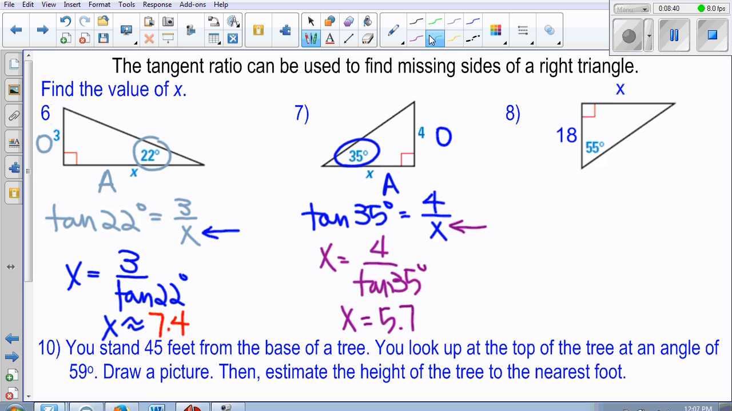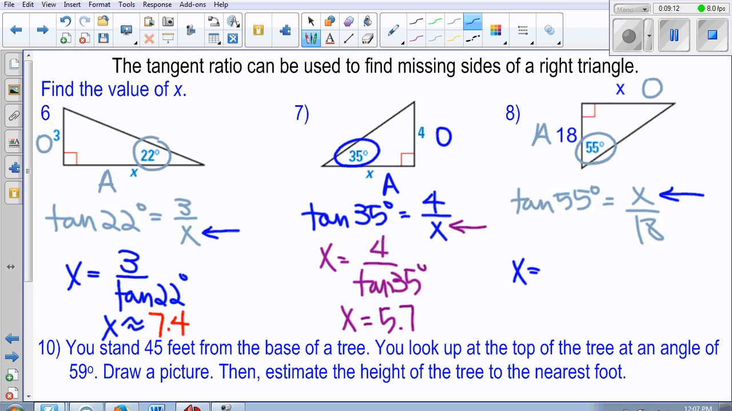So when I circle my 55 degrees, the side with the x should be the opposite, and the side with the 18 should be the adjacent. Again, tangent ratio. So we're going to do tan of 55 degrees equals opposite over adjacent, so x over 18. Now notice the setup of this problem is a little different than the last two. In the last two, the x was in the denominator, and we divided to solve. This time, the x is in the numerator, which means that we're not going to divide to solve. We're actually going to multiply to solve.